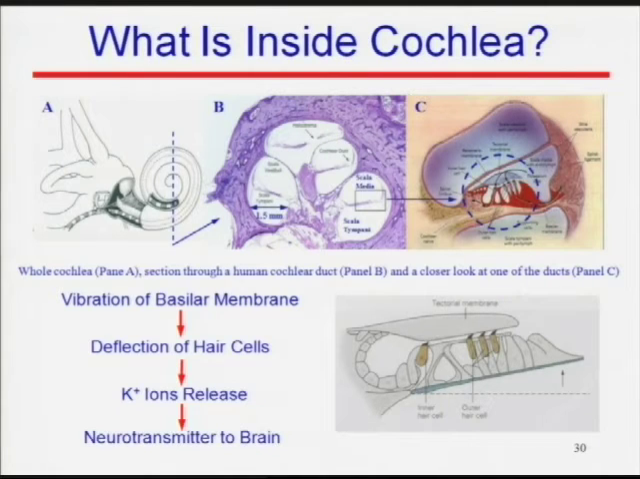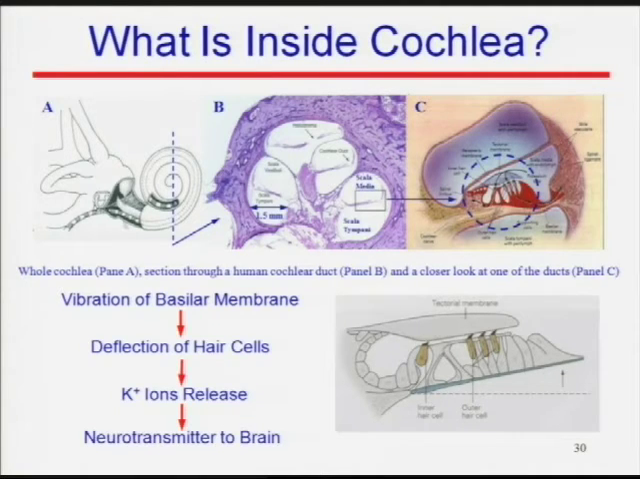Let's say a particular frequency hits this tuned region. The basilar membrane vibrates up and down, and it causes a deflection of the hair cell. This mechanical deflection of the hair cell triggers a potassium ion release that causes the neurotransmitter to fire, going through the nervous system to the brain. That's how you perceive sound. So it's a cascade of mechanical, chemical, and electrical stimulation.